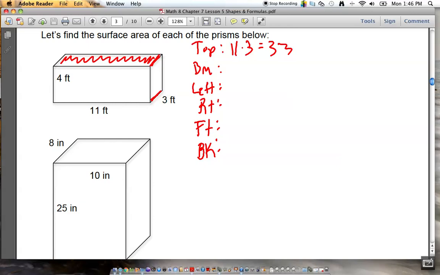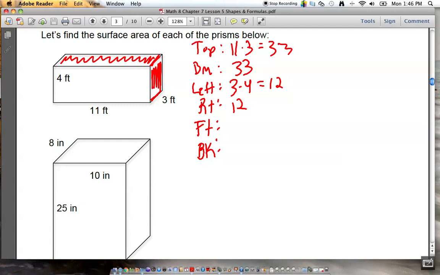Now, let's do the bottom. Well, isn't the bottom the same exact size? Yeah. Top and bottom are the same, so I'm going to put 33 here. Now, what about the left side? The left side's going to be the same as the right side. So I'm going to do this piece right here. What times what? 3 times 4, which is 12. And if this is 12, then the right side's 12.